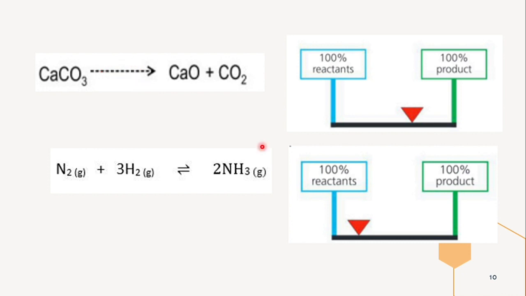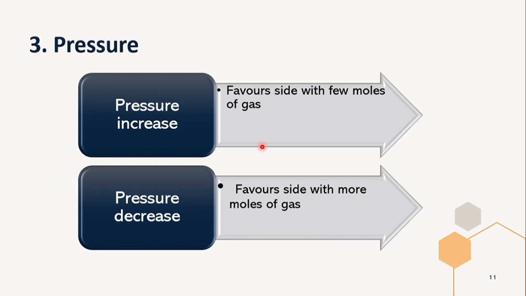Third factor affecting is pressure. Now when we increase the pressure, it will favor the side where there are few number of gas molecules, and when we are decreasing the pressure, it will favor the side where there are more number of gas molecules present. We will understand this by an example.